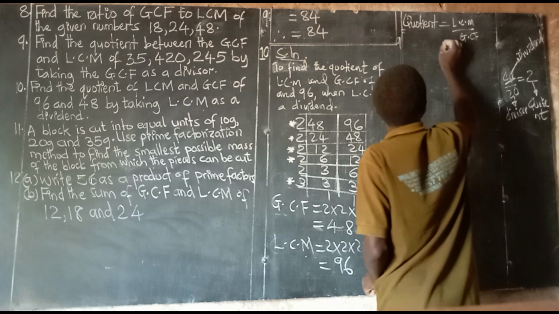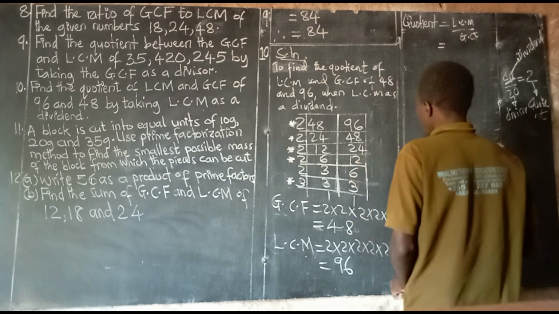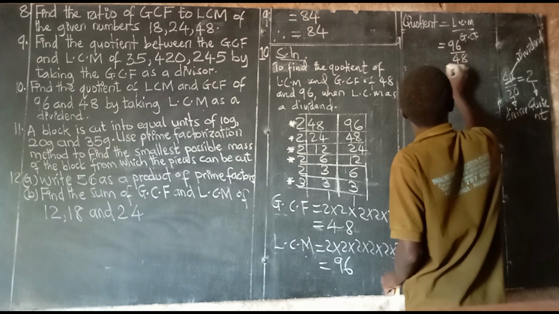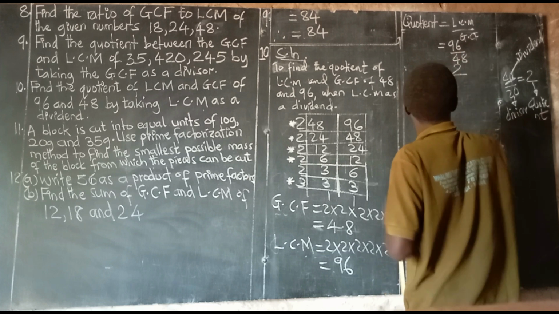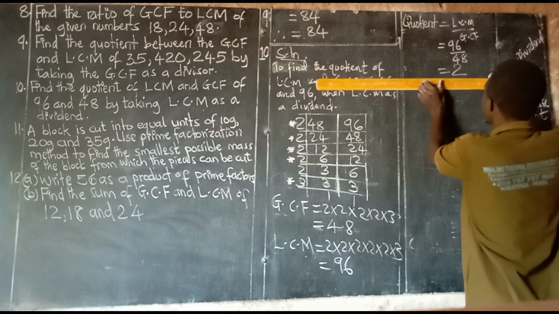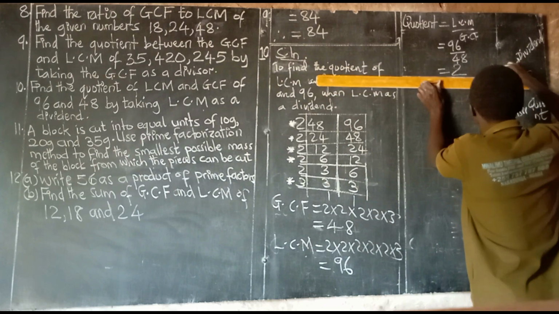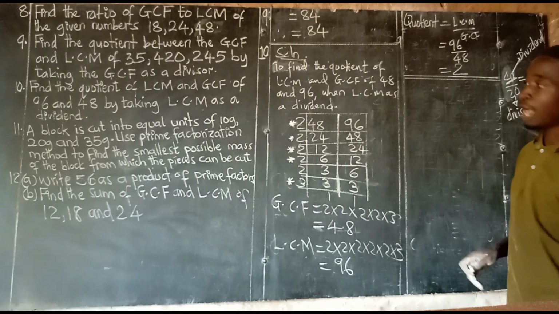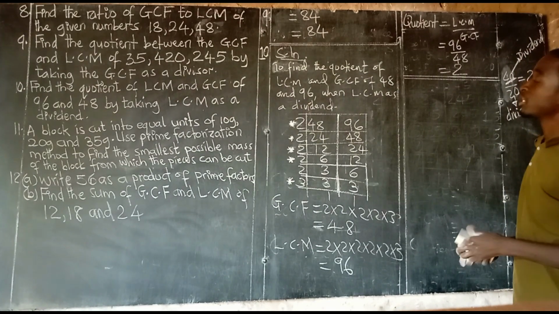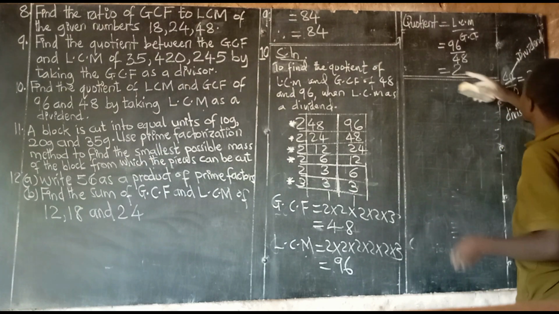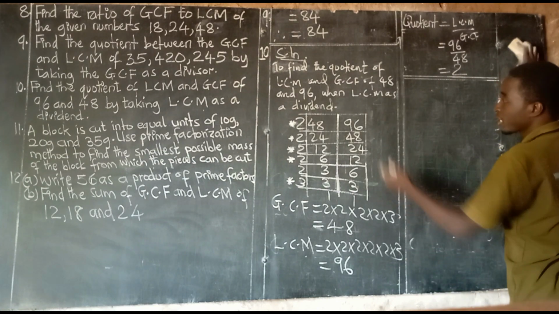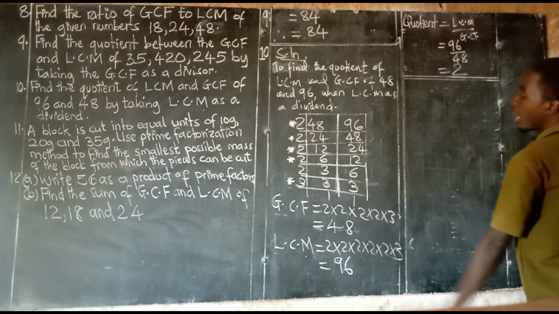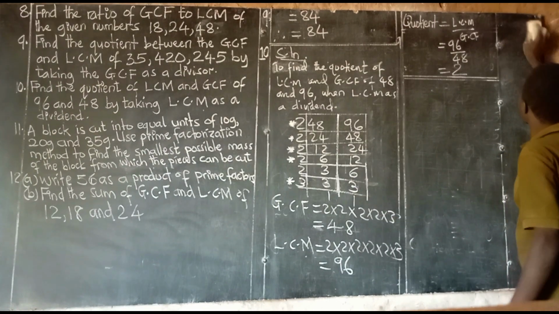So it will be equal to LCM 96 over GCF 48. So the answer will be 2. So the quotient will be 2, as you can see. Now, this is the end of our question. This is the solution. This is the answer. And I think you have understood well the solution, as I have performed it clearly, as you can see.